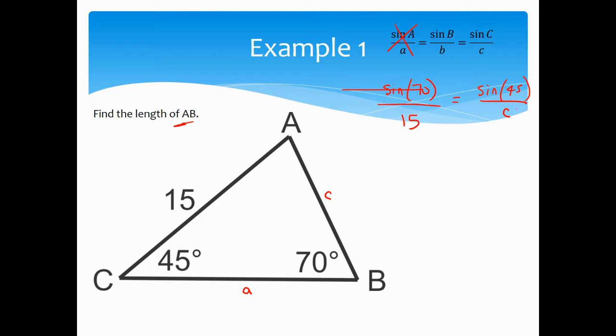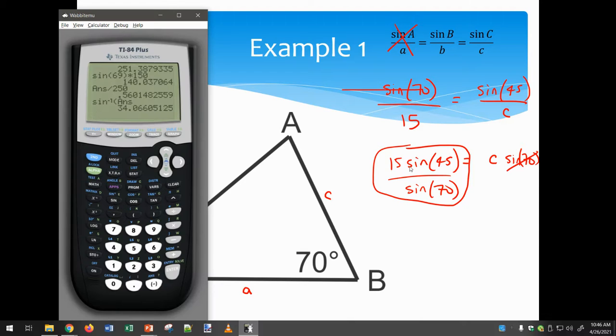Okay, now the way I've set it up actually would be easier if I flipped everything around, but since I've already set it up, I could just cross multiply. 15 sine 45 equals c sine 70, and then divide both sides by sine of 70 to cancel this out. So now this is what I type into my calculator to get c. 15 sine 45, close parentheses, divided by sine of 70. And I get about 11.3.